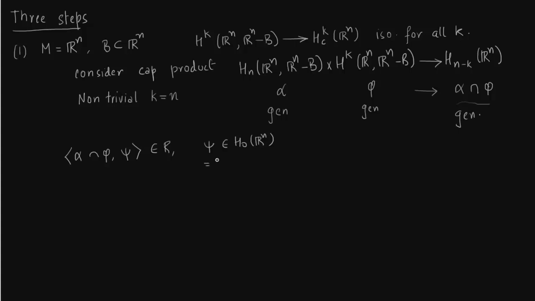Yeah, so this is just 1. So just replace this psi with 1 and you get this alpha cap phi is the generator. Yeah, this is the generator, and thus we are done. We have been able to get a generator, and therefore there is an isomorphism from Hk to Hn minus k.